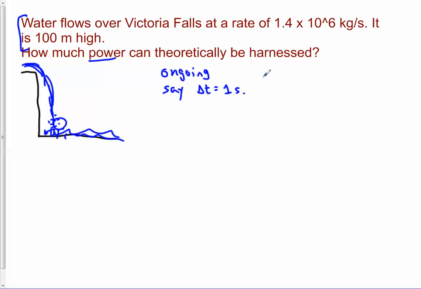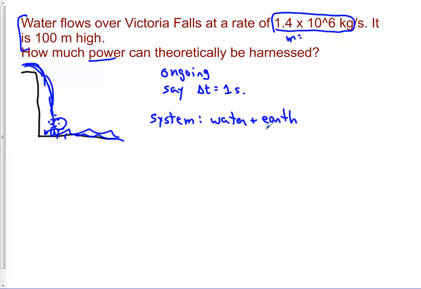So in 1 second of this waterfall, we would have this much water, 1.4 times 10 to the 6 kilograms. This was the rate per second, so in 1 second, that's how many kilograms of water would go over. That would be the mass of water starting up here and then falling down. So let's concentrate on that amount of water. Let's do it the system way here. Let's take that amount of water plus the Earth, so that gravity is now internal. So we can talk about gravitational potential energy.